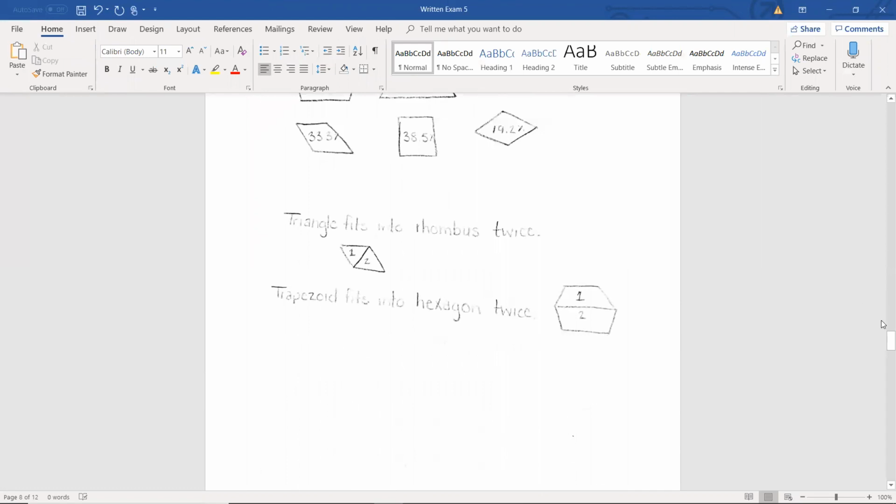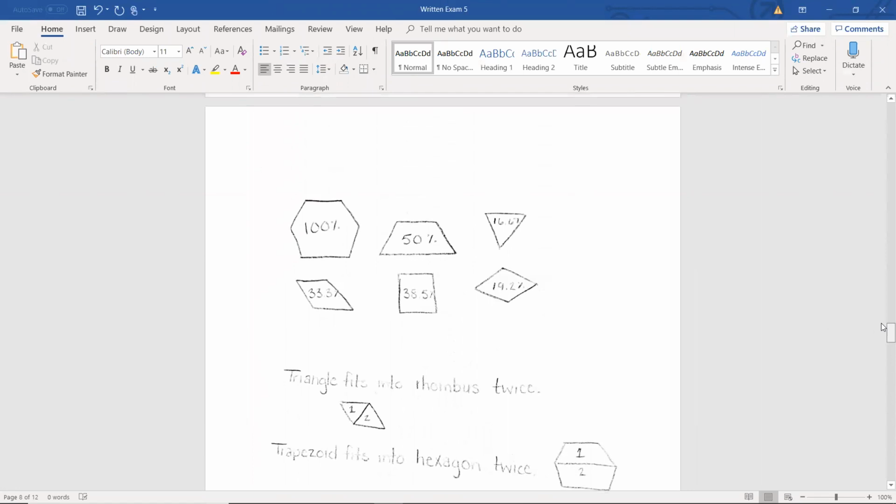For this one, we assume that the shapes are perfect because my drawing is not. But we've got a hexagon here, and that is going to represent our whole number, or 100%. This is half of that, so that's 50. This is 16.67%, and that is of this. This is 33.3% of this. This is 38.5%, and then this last one is 19.2.